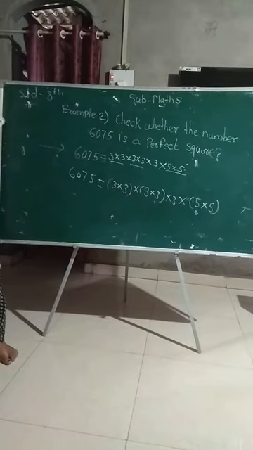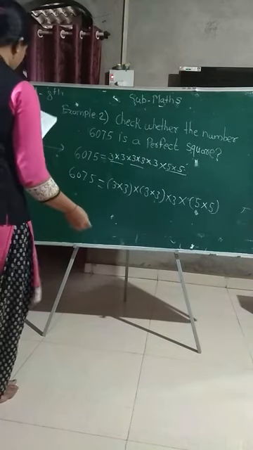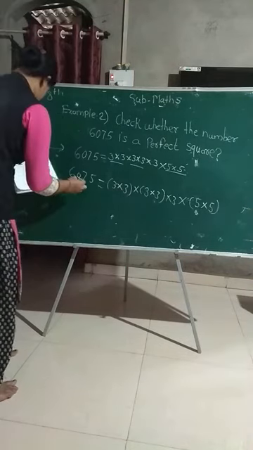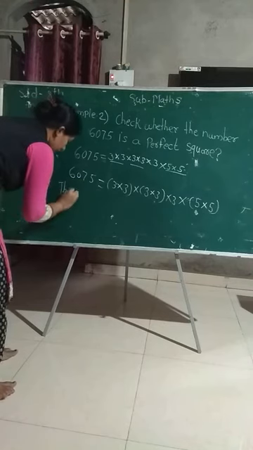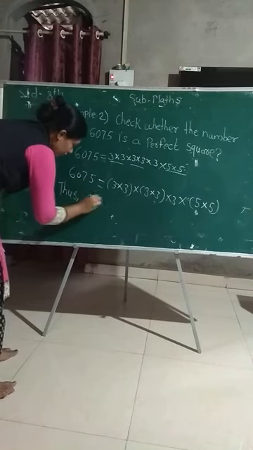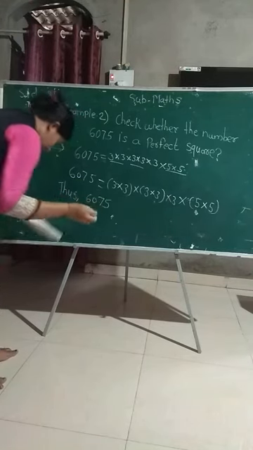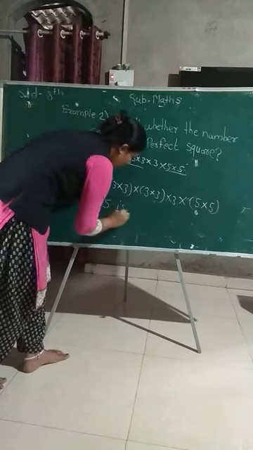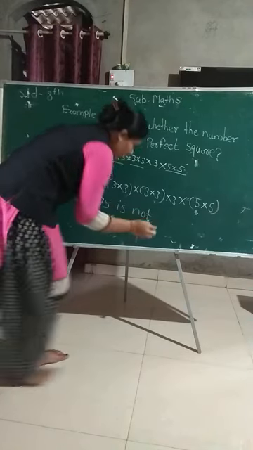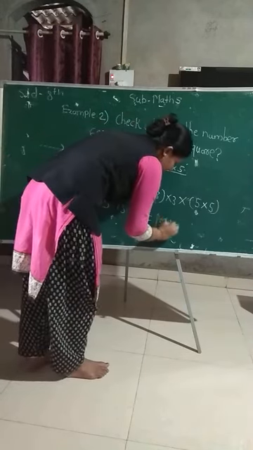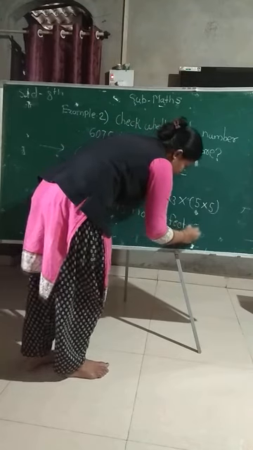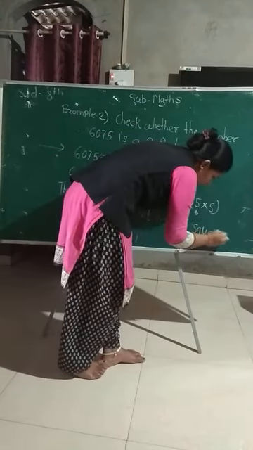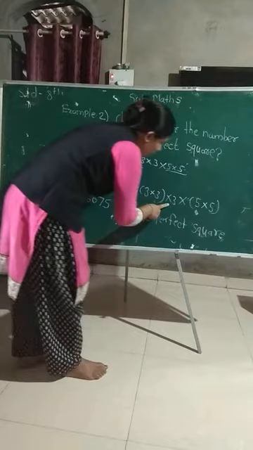Thus we can say that 6075 is not a perfect square, because here 3 is left over.